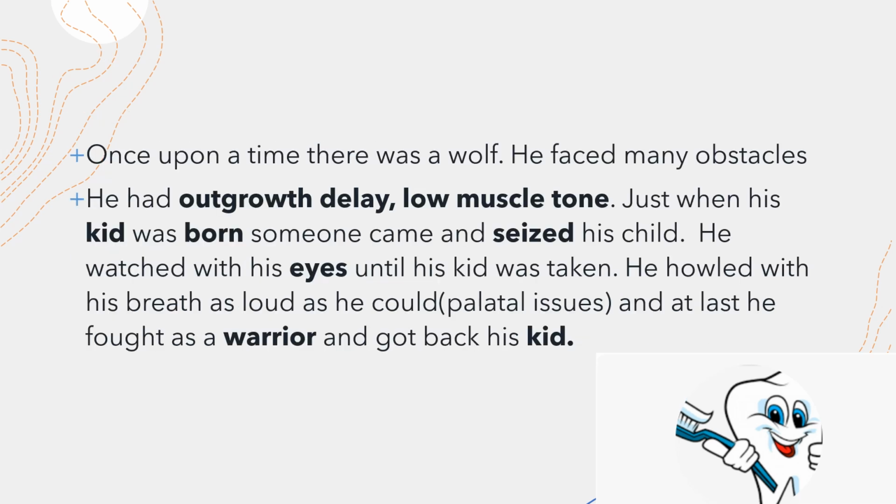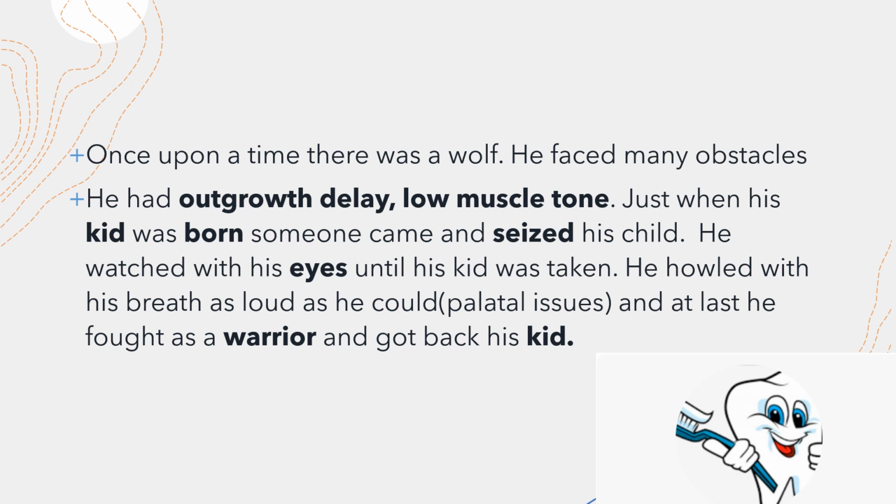Once upon a time there was a wolf. He faced many obstacles in his life, and all the bold letters stated in this story relate to its clinical features. For example, he had outgrowth delay and low muscle tone in comparison to other wolves. So people with this syndrome have delayed growth and hypotonia. Let's continue with our story.